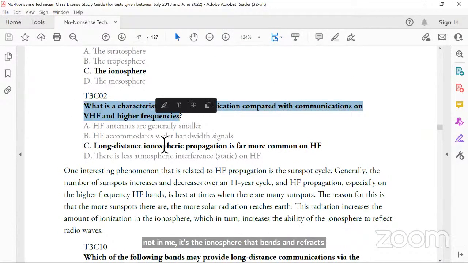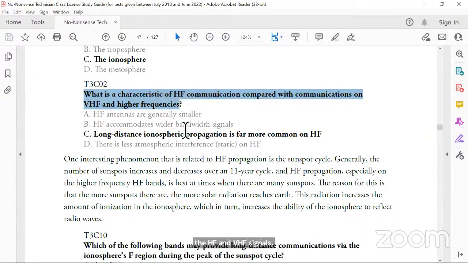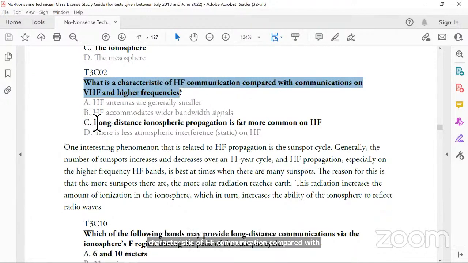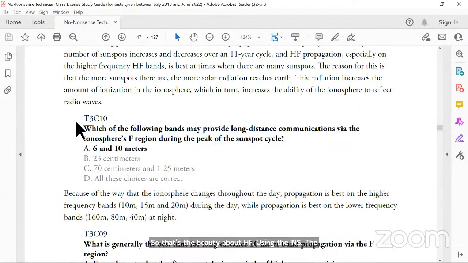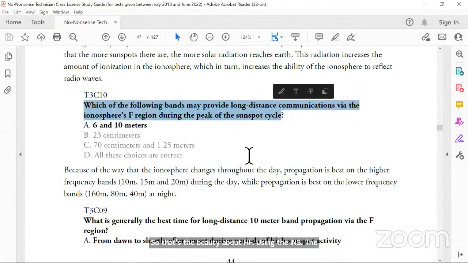Next question. What is a characteristic of HF communication compared with communications on VHF and higher frequencies? So the characteristic is long distance ionospheric propagation is far more common on HF. So that's the beauty about HF, using the ionosphere to communicate. Next question in the question pool.